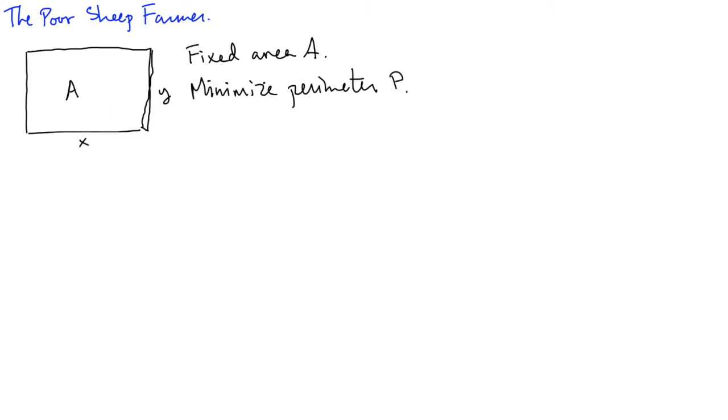If we were going to write these things out in slightly more formulaic ways, we would say the area, which is in this case x times y, where x is the horizontal length, or the length in one direction of the fence, and y is the width of the fence. This guy is constant. But the perimeter, which is 2 times x plus 2 times y, is what we want to minimize.